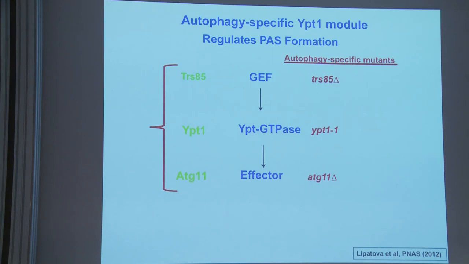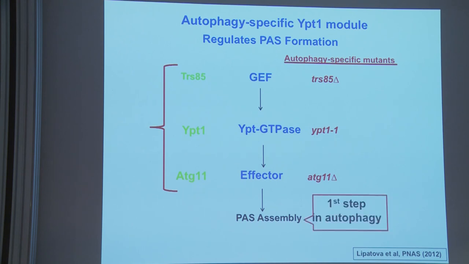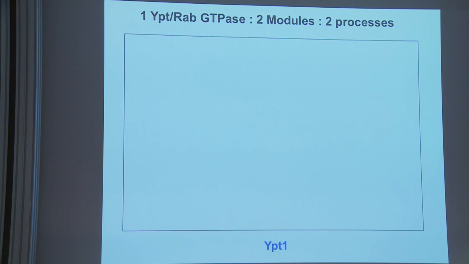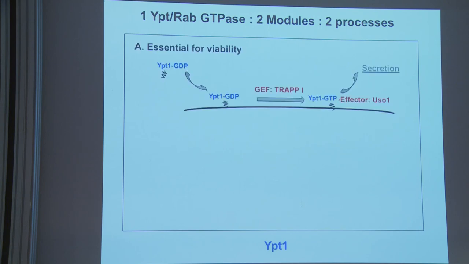So the whole module, if we look at function, is required for assembly of the PAS. Okay? It's the first step of autophagy. And until now, there was no shown regulation of it. Okay, so here we have what I call one to two to two. This is math for you. One YPT Rab, two different modules, two processes. So YPT1 with the first module is essential for cell viability, for secretion, with TRAPP1 and one effector, USO1.